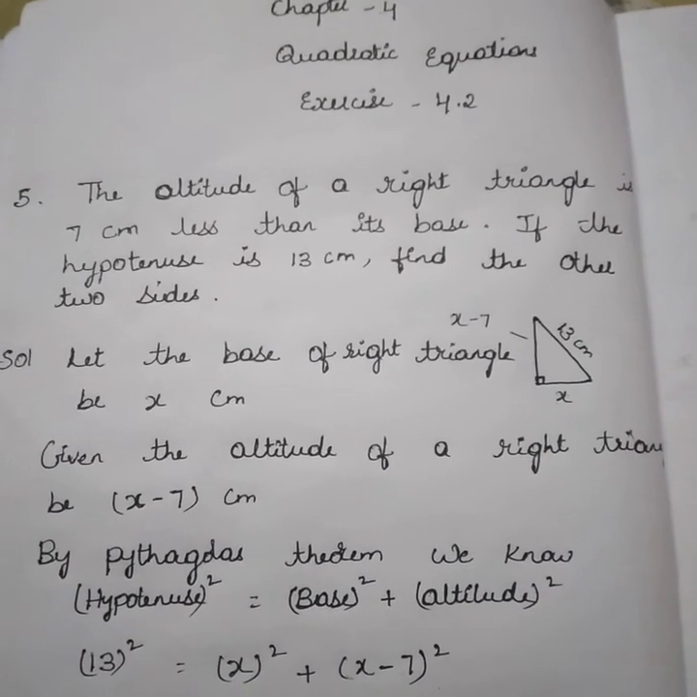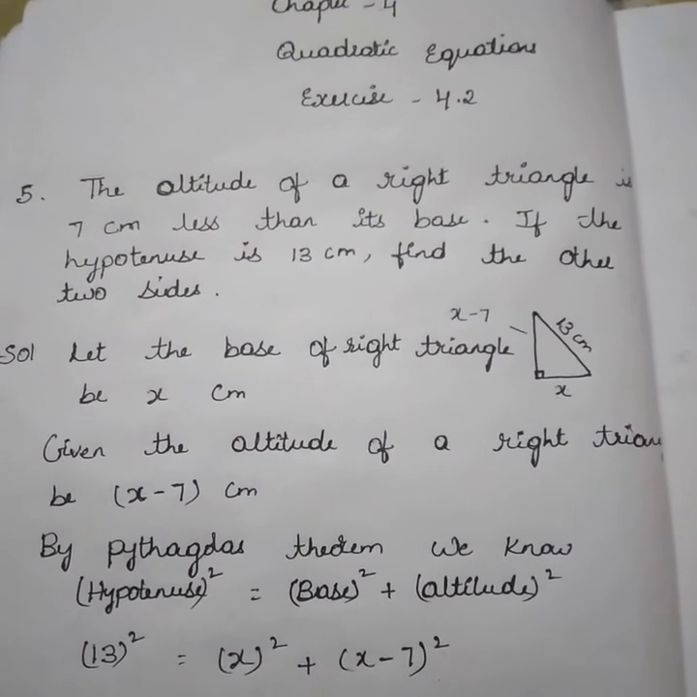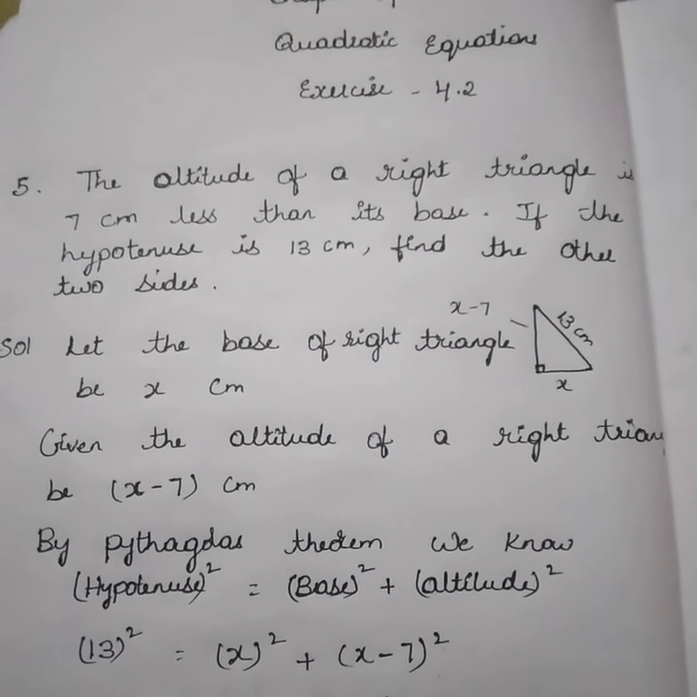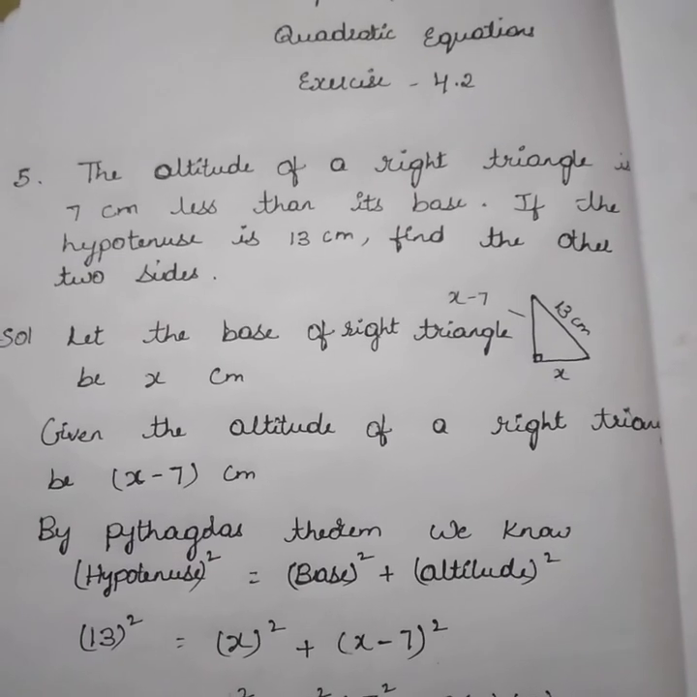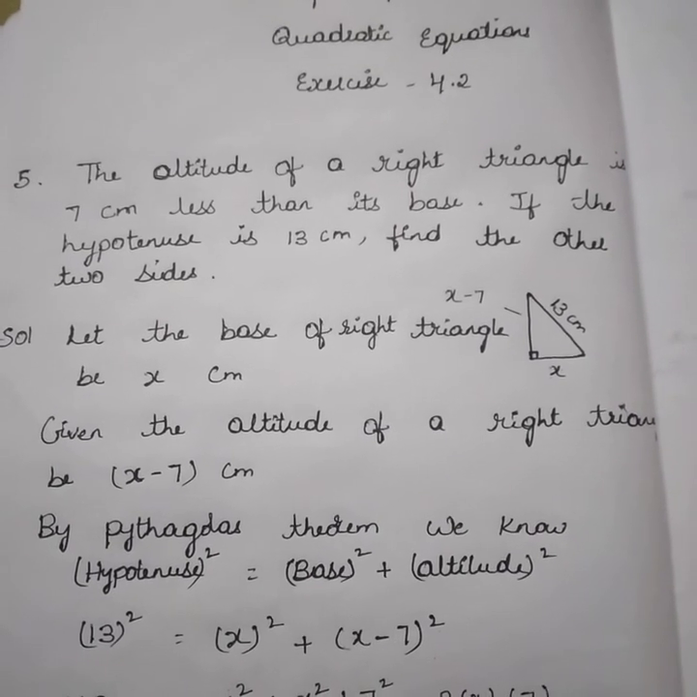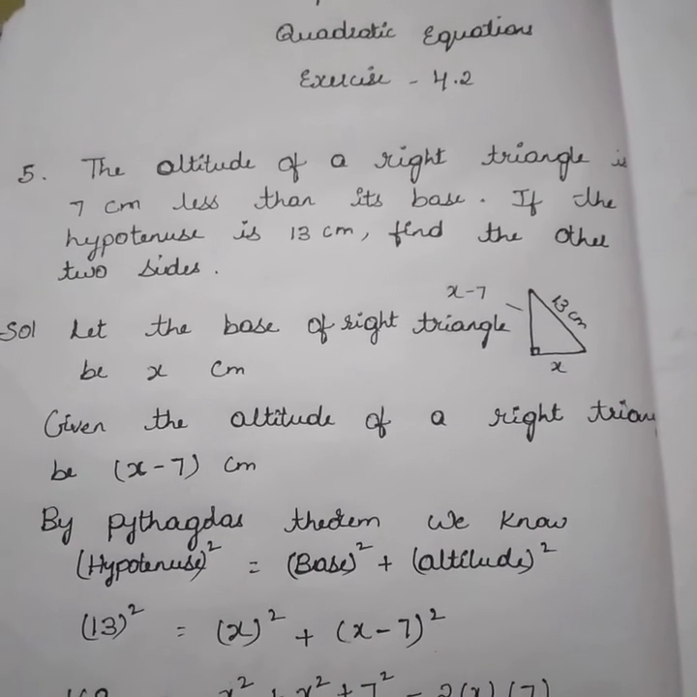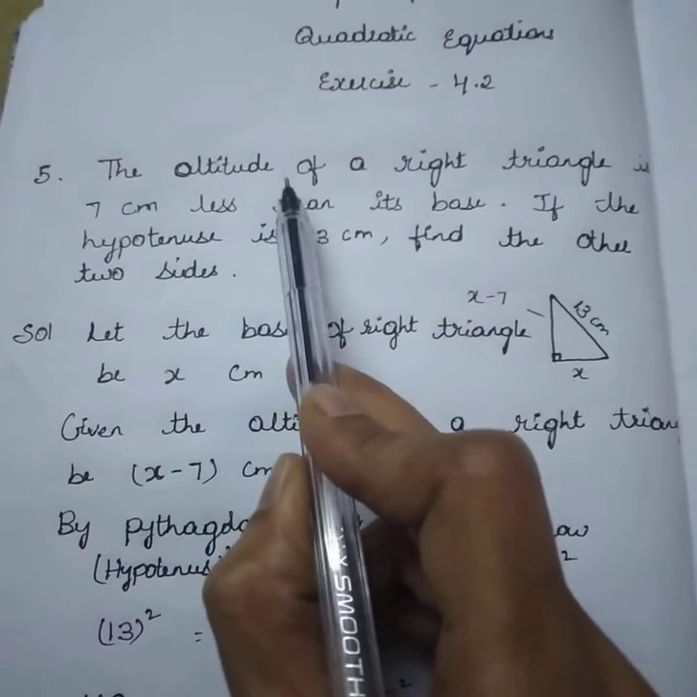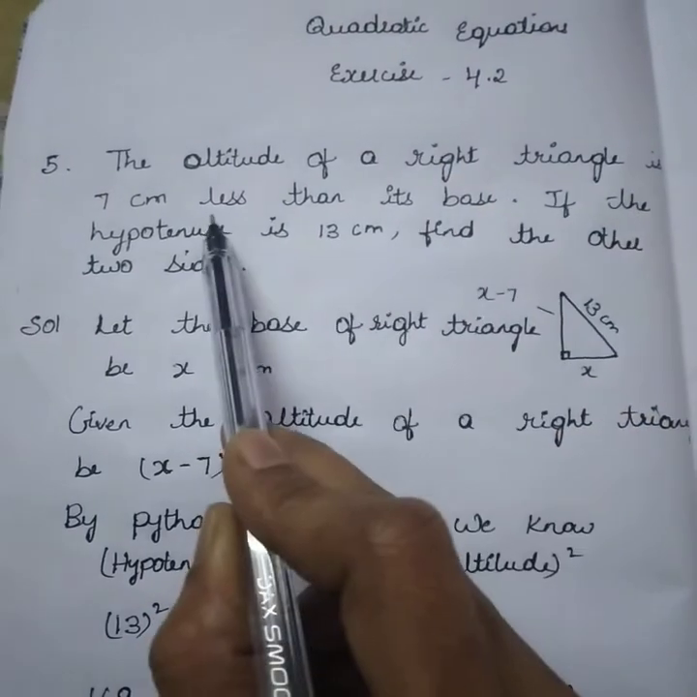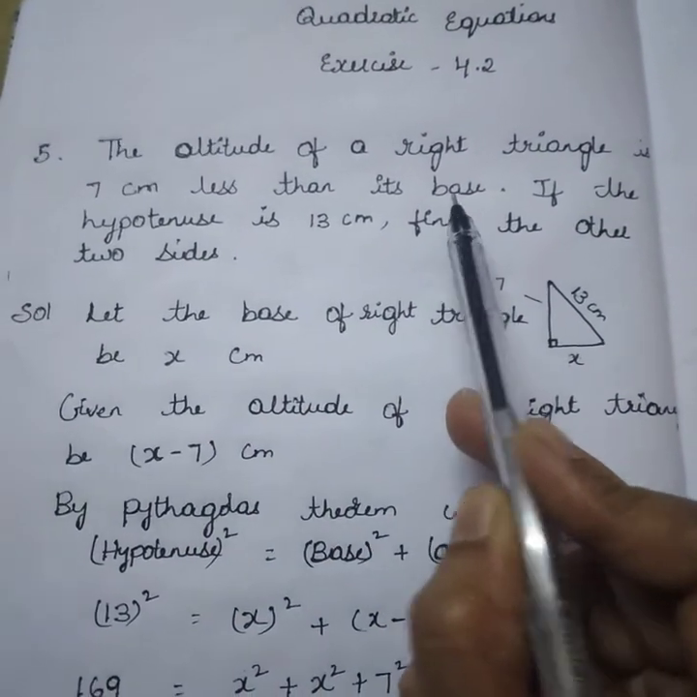Today I am going to explain question number 5 of exercise 4.2. Here the question is, the altitude of a right triangle is 7 cm less than its base. If the hypotenuse is 13 cm, find the other two sides. Here the question says that the altitude of a right triangle is 7 cm less than its base.